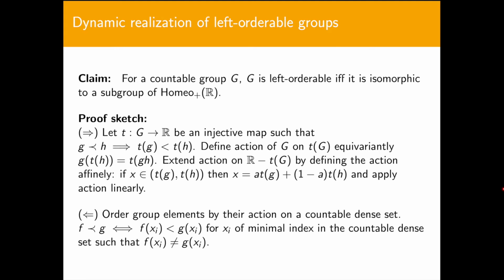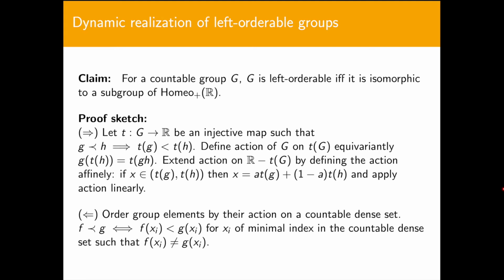For the opposite direction, you can order group elements by their action on a countable dense set. So suppose that you have F and G that are both acting on R in an orientation preserving way. Then we say that F is smaller than G if and only if F(xi) is smaller than G(xi) for some xi in the countable dense set, which will be determined as follows.